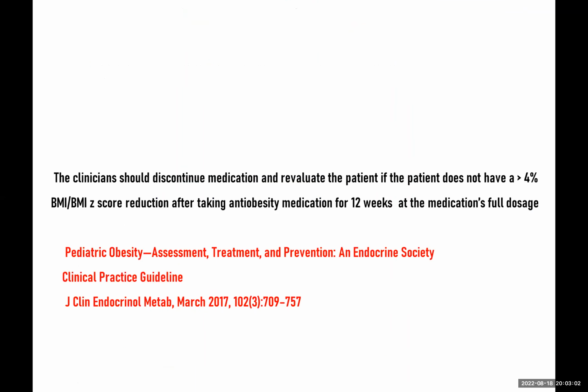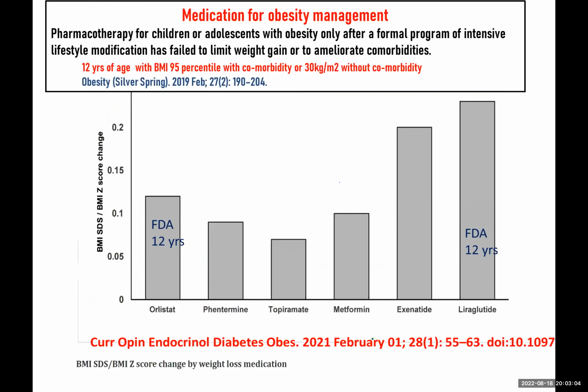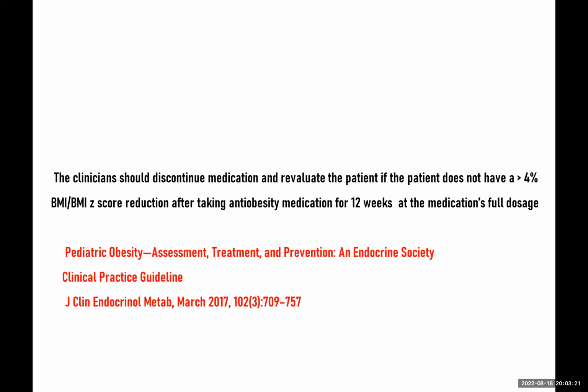So this is the medication, and as I mentioned, these medications are only for children who have certain criteria and whose age is 12 years, and you do intensive lifestyle modification with them, but they fail to show any improvement. So you can try this medication. But the important point the clinician must know: the clinician should discontinue the medication and reevaluate the patient if the patient does not have more than 4% reduction of body mass index score after taking the anti-obesity medication for 12 weeks. That means 3 months at the medication's full dose.